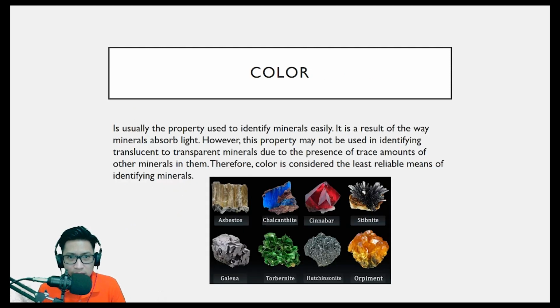The first one is color. It is usually the property used to identify minerals easily. It is a result of the way minerals absorb light. However, this property may not be used in identifying translucent to transparent minerals due to the presence of trace amounts of other minerals in them. Therefore, color is considered the least reliable means of identifying minerals.